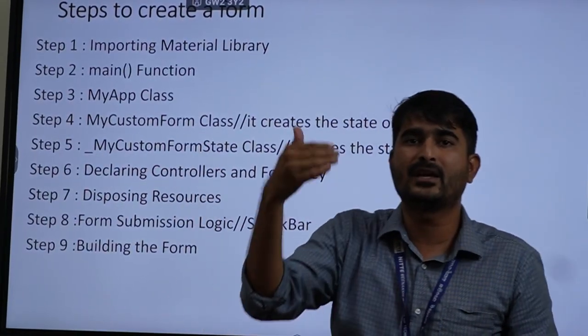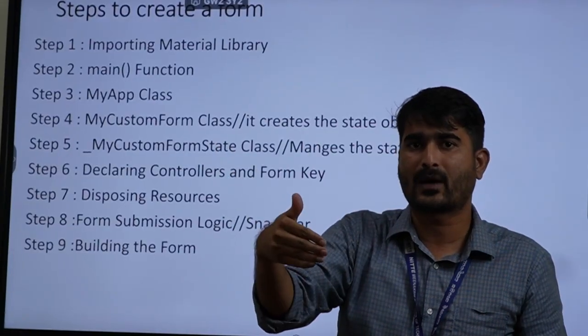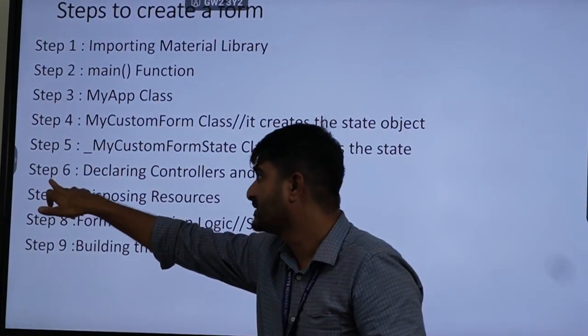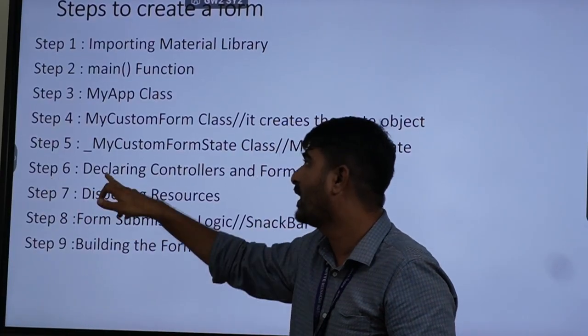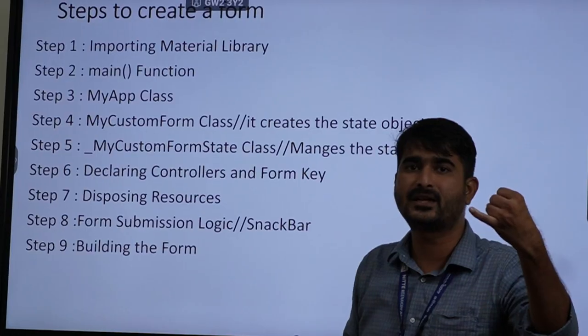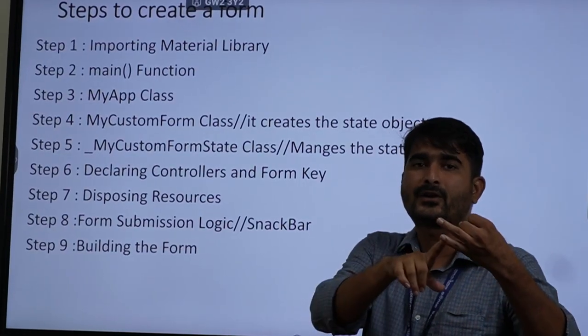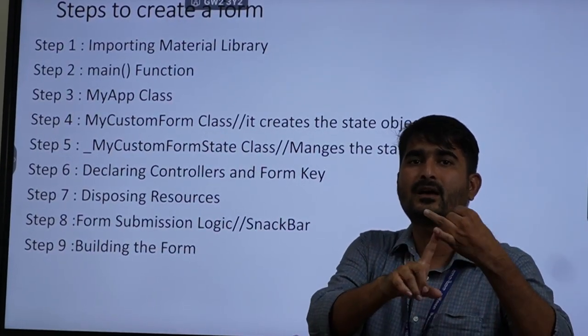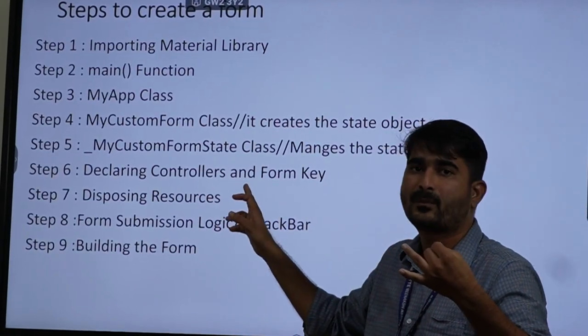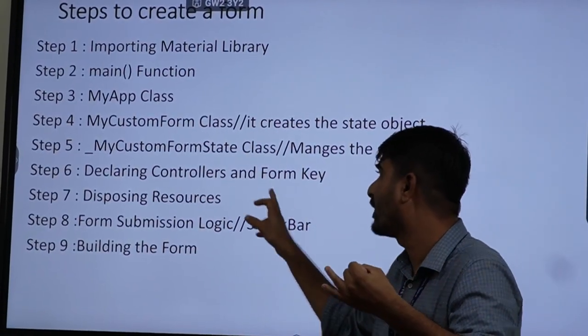Now if I give my name and email ID properly, I will be able to log into the next page. In step 6, I have to declare the controllers and the form key. Controllers are nothing but the name controller and the email controller. I have to give a proper name. It should not be empty, it should not be null. And for the email also, I have to give a proper one, which will be validated using the form key.